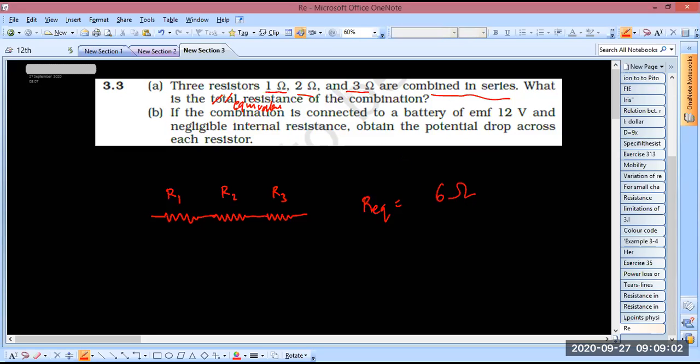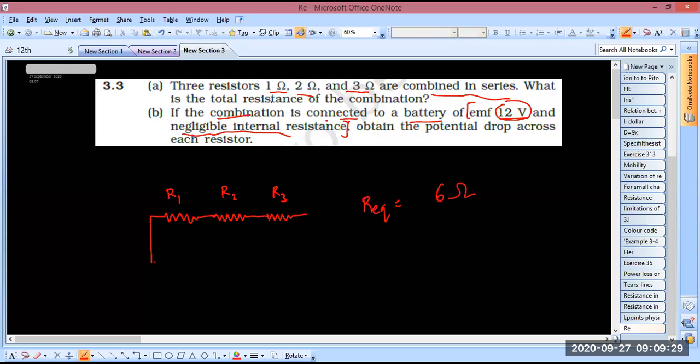Now part B. If the combination is connected to battery of EMF 12 volt and negligible internal resistance. See, I know these words are new for you. Don't worry about those. They have no effect on this question. Just understand that this is a 12 volt battery.